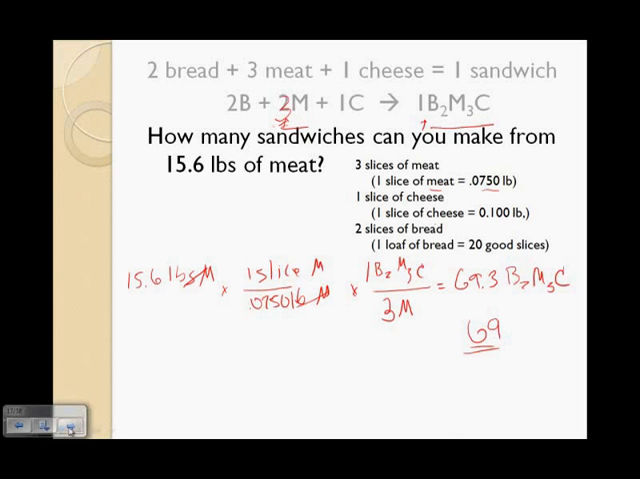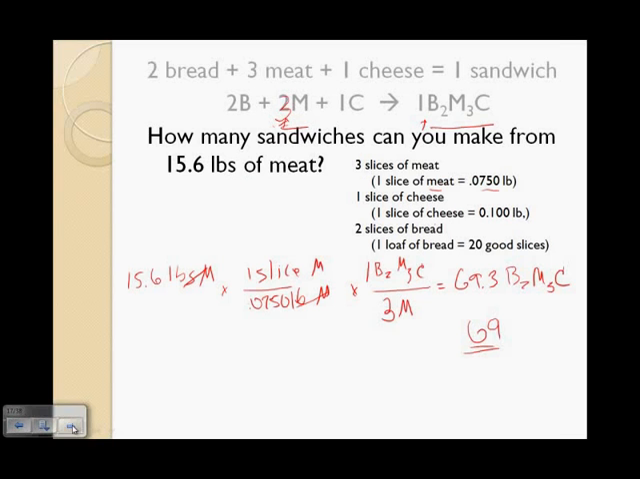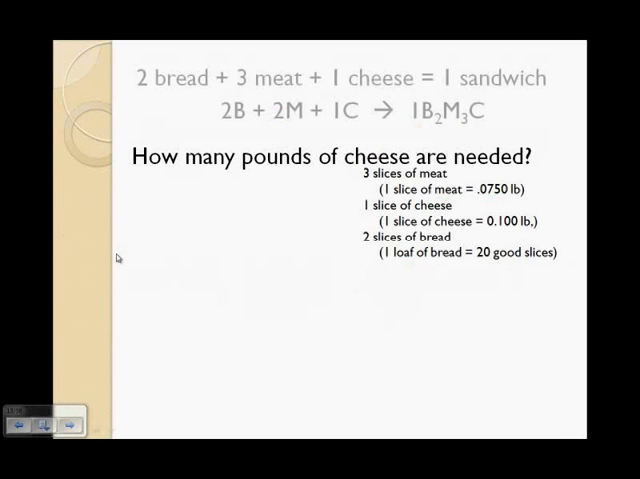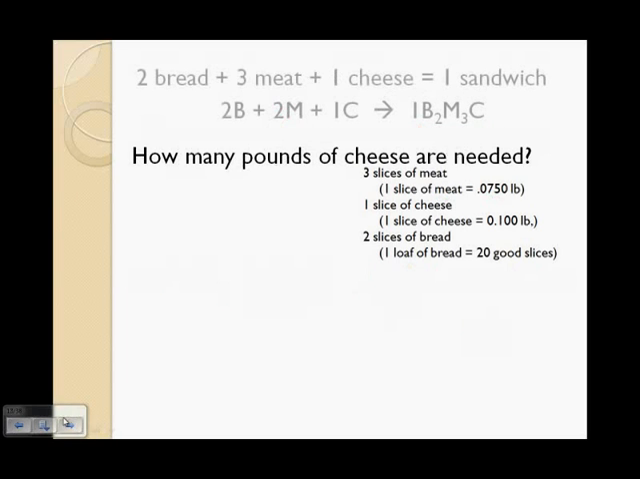Okay, so let's take a look at the next question, which is how many pounds of cheese would be needed. So I started with 15.6 pounds of meat. Actually, what I can do is say 69.3 or 69 sandwiches. I can start with either the pounds of meat or the number of sandwiches as my given, because both of them will give me the answer on how much cheese I need. So I'm going to start with 69 sandwiches.